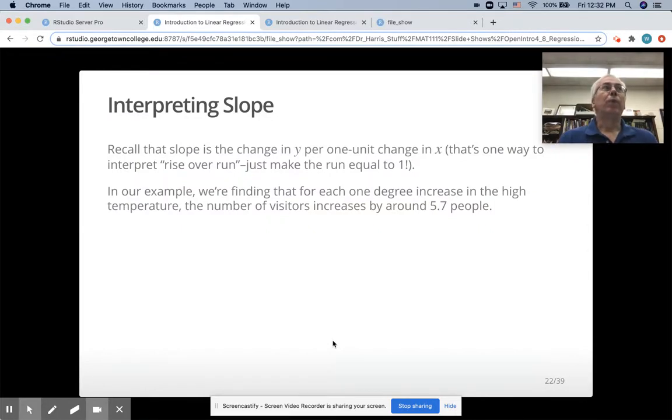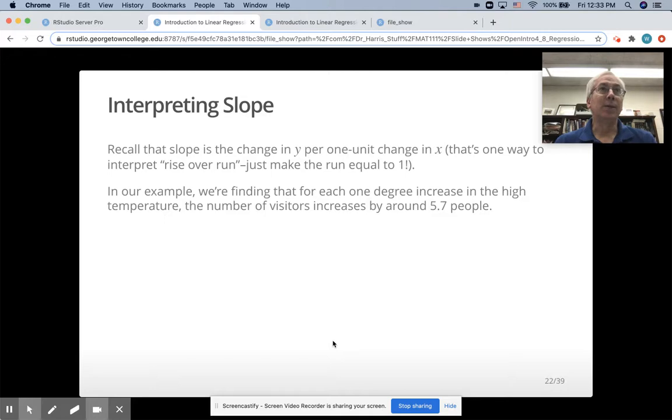So one of the things that we want to get a little practice on is interpreting the slope of the line. So let's remind ourselves a little bit about slope. We think about slope as rise over run. I can think about it as change in y over change in x. And the units on slope are always going to be the units of the response per unit explanatory. Okay, so let's think about it. The units on the response are people. The units on the explanatory are degrees Fahrenheit.